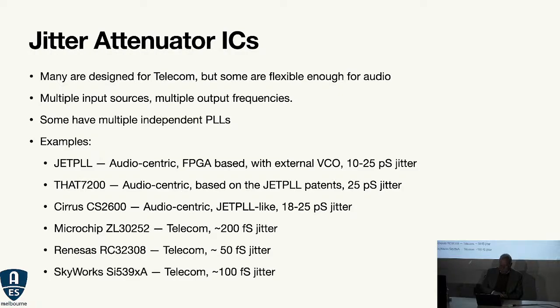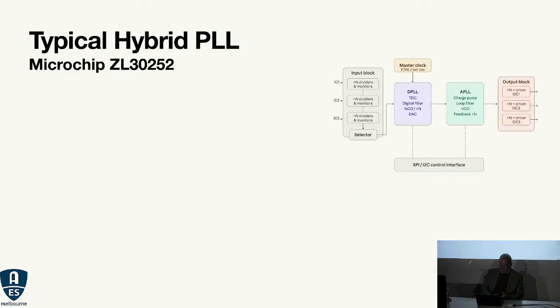Skyworks, which is also very popular, you see quite a bit. They're actually a telecom company, but they sell quite a bit into the audio world. Their parts are running a 100 femtosecond sort of range. So these are all very, very good for jitter. But I've done a lot of work with the 3252. And so I know it very well, and it has some very nice characteristics.